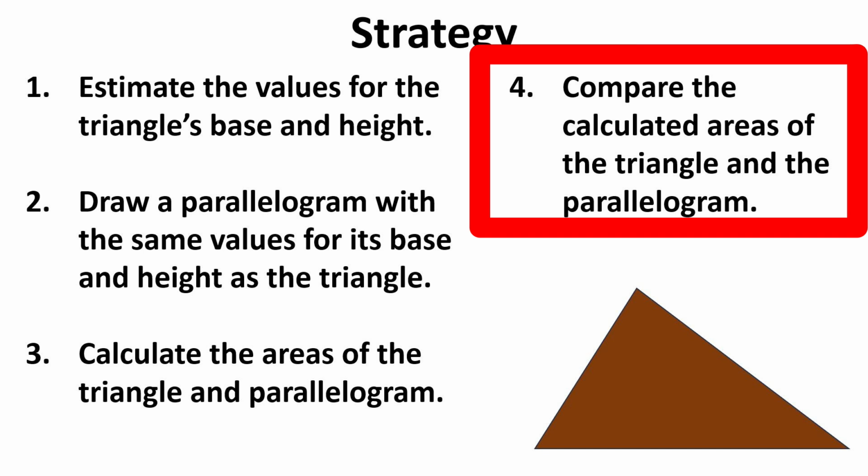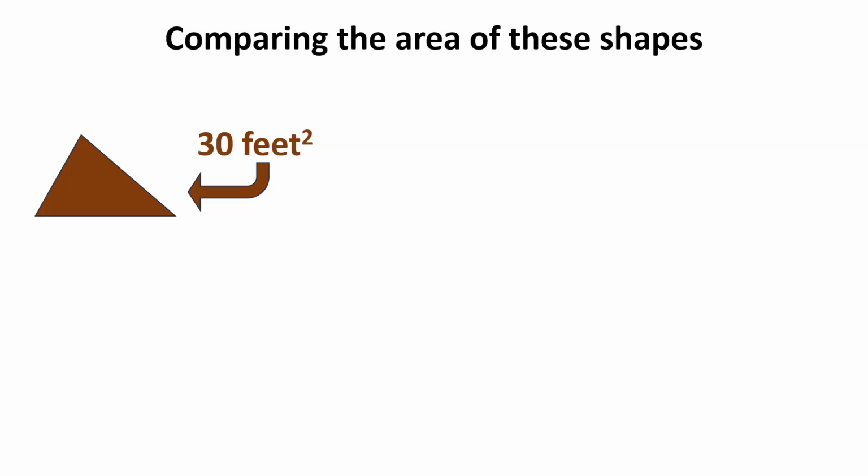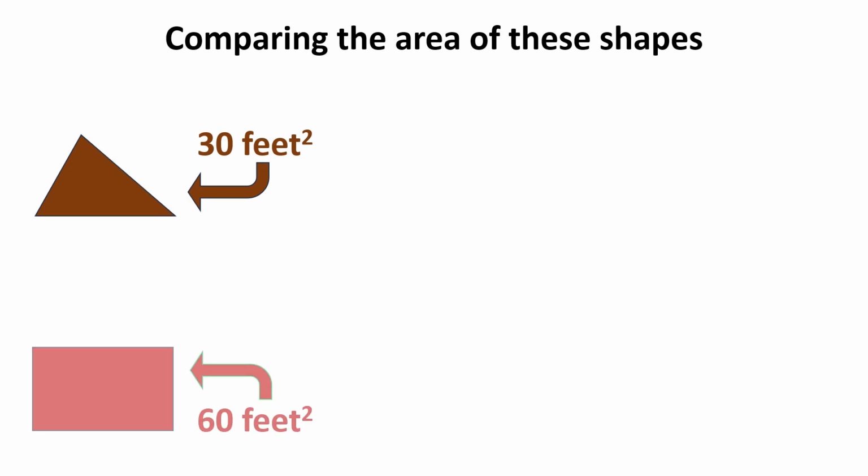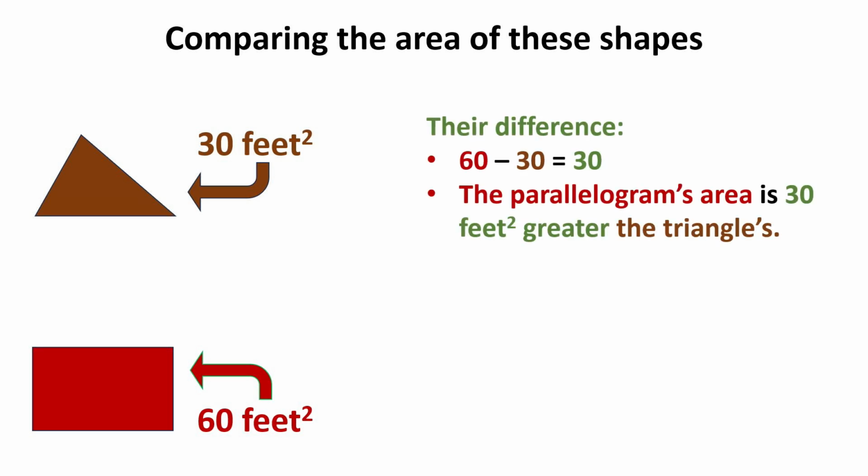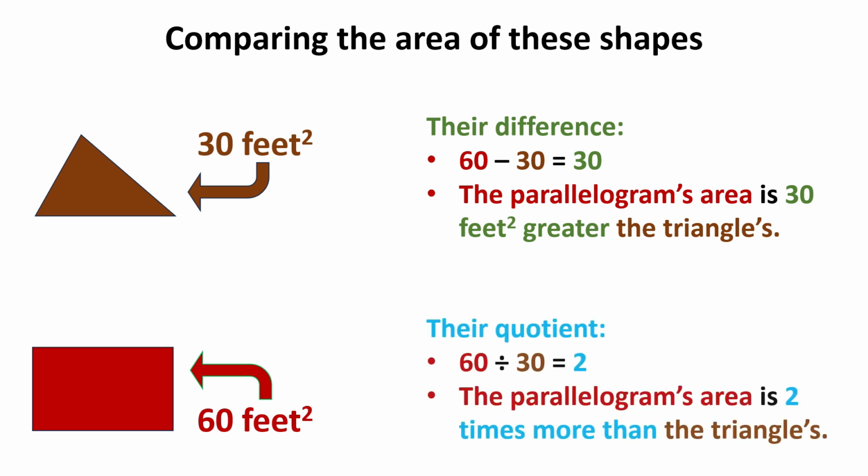Next, let's compare the calculated areas of the triangle and the parallelogram. Here's a summary of what we've done so far. The triangle's area is 30 square feet. The parallelogram's area is 60 square feet. We could compare these areas by calculating their difference. 60 minus 30 equals 30. So the parallelogram's area is 30 square feet greater than the triangle's area. Another way we could compare their areas is to calculate their quotient. The parallelogram's area is 2 times more than the triangle's area.